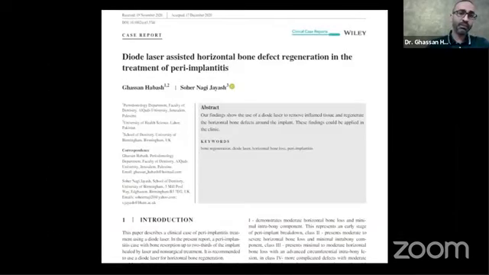I have published this case in June 2021: Diode laser assisted horizontal bone defect regeneration and treatment of peri-implantitis. I think the title should be Diode Laser Assisted Circumferential Bony Defect Regeneration in Treatment of Peri-Implantitis. And the first case will be published maybe in a few days.